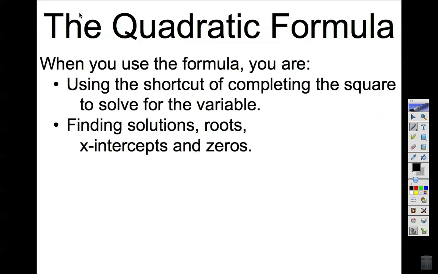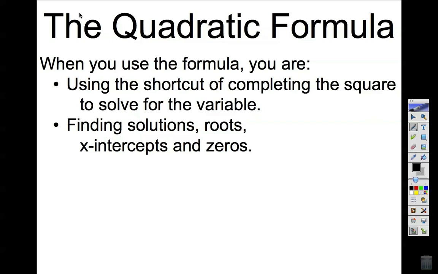In this video, I'm going to show you how to use the quadratic formula. When you are using the quadratic formula, you're essentially using the shortcut to completing the square to solve for a variable. Hence the name quadratic. This means that our function or our equation has to be a degree of 2, meaning that there is a variable raised to the second power.